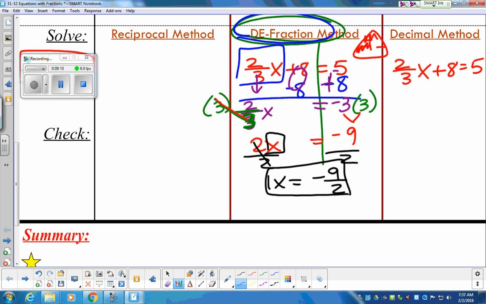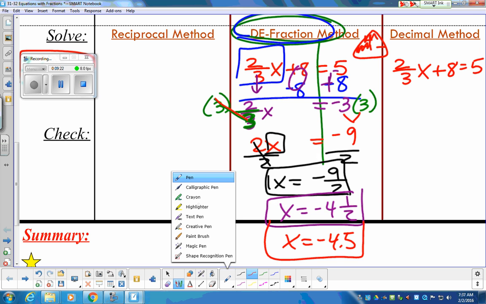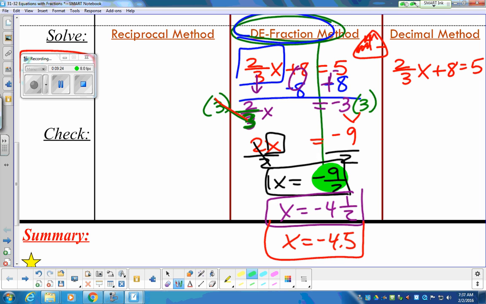Again, if you prefer to go mixed number on that, that's fine with me. X equals -4 1/2. That's totally fine as well. And or x equals -4.5. All are super good answers. You could have improper, mixed, and or decimal. They're all equivalent. You can plug any of those in for x and make sure that it works out.